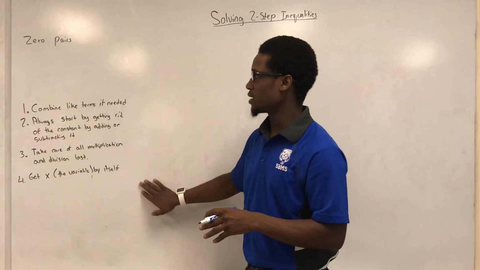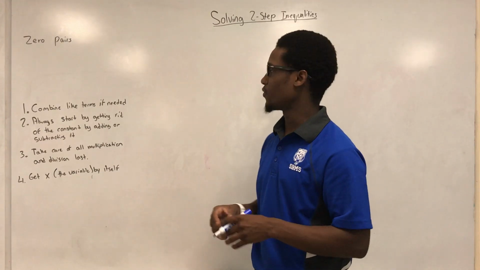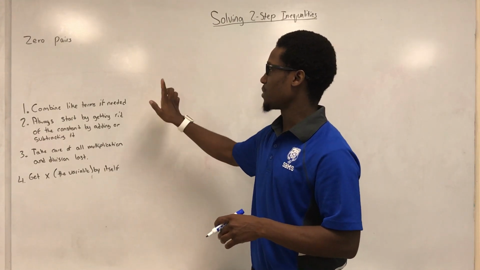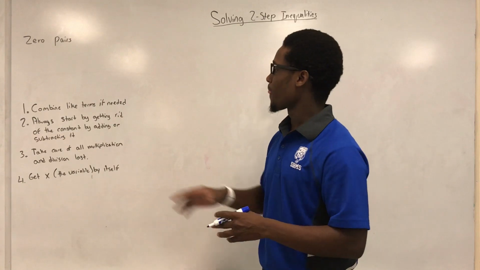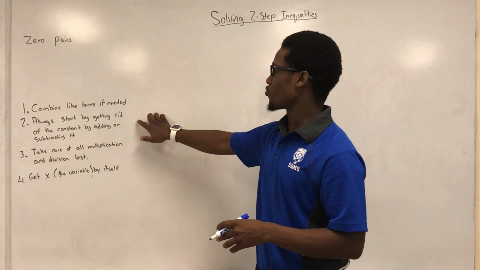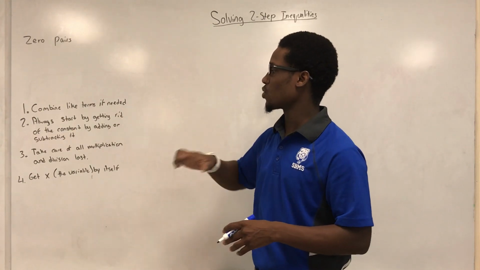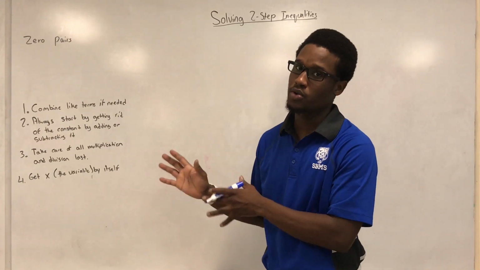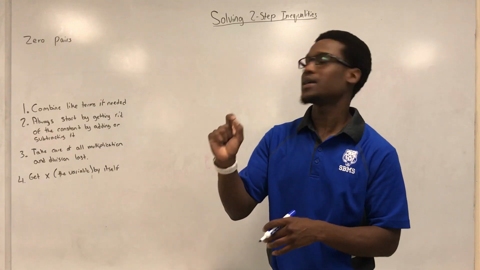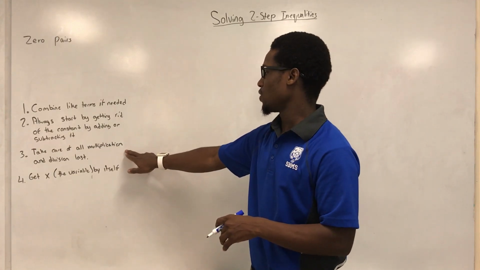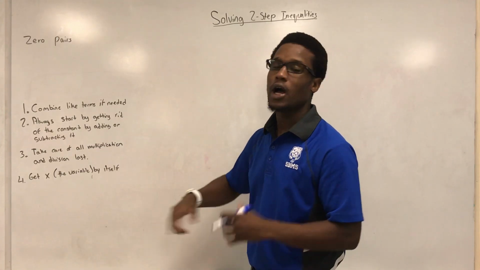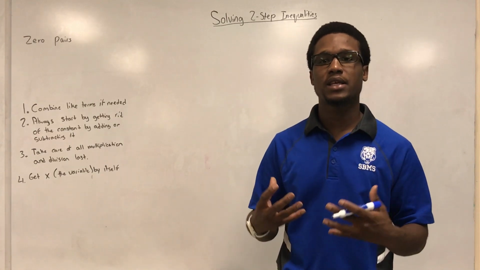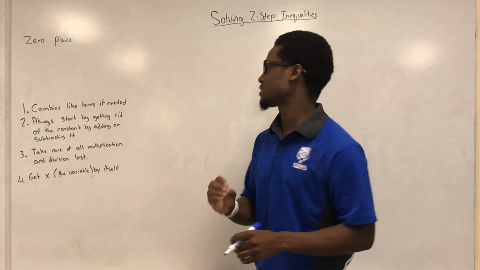Here are the key things we need to do in order to solve equations. Number 1, we need to combine like terms if needed. Number 2, always start by getting rid of the constant by adding or subtracting it, okay? So we're always gonna do an add or subtract before we do a multiply and divide. That is a very key thing. Next, take care of all multiplication and division last. Our goal, our objective is to get x all by itself, okay?